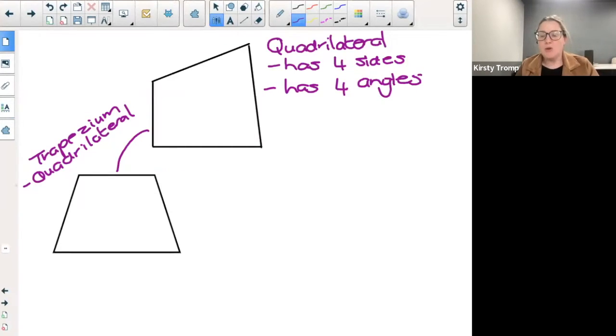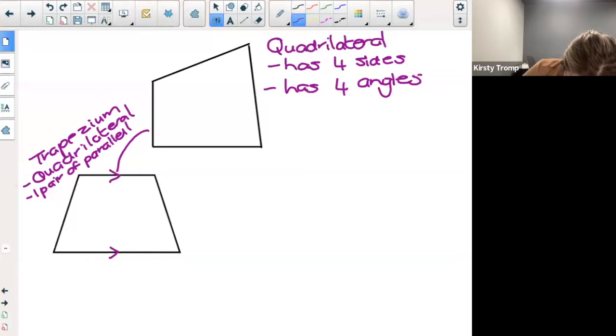Who can tell me something special about the trapezium? Umar, I see your hand is still up. What's something special about the trapezium? Ma'am, it has 1 pair of parallel lines. You're amazing. Well done, Umar. So Umar is correct. Remember, when we draw parallel lines, they're drawn with little arrows on them. So they have 1 pair of parallel lines.